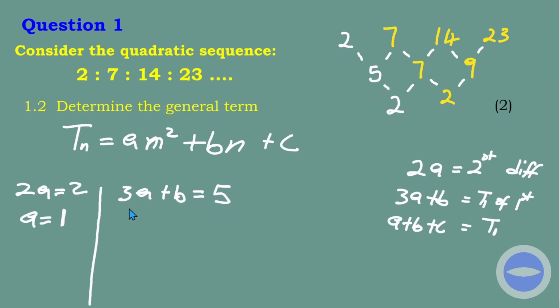It equals 5, and then we have to solve for b. We already have a. So here we have a, which is 1, plus b equals 5. Then we can say b equals, when 3 jumps to this side, 5 minus 3. Then b equals 2.